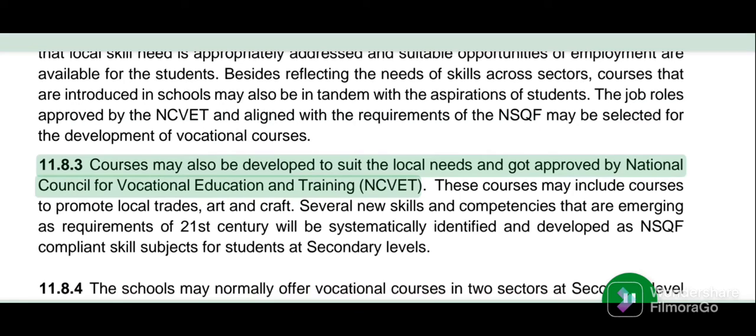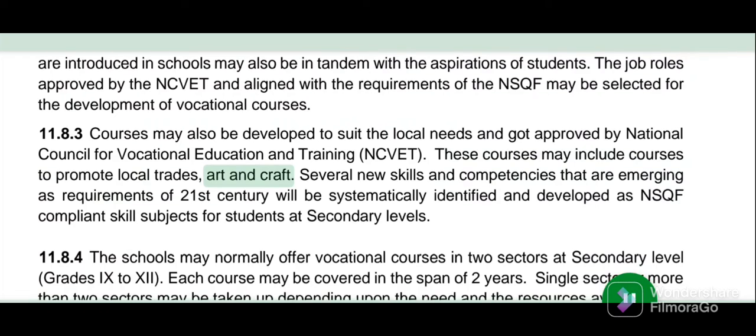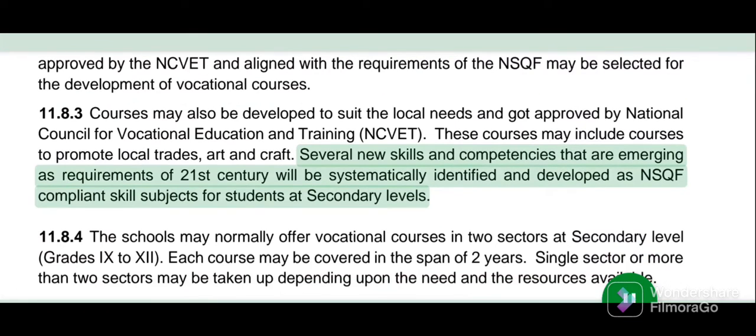11.8.3 Courses may also be developed to suit the local needs and got approved by the National Council for Vocational Education and Training (NCVET). These courses may include courses to promote local trades, art and craft. Several new skills and competencies that are emerging as requirements of the 21st century will be systematically identified and developed as NSQF-compliant skill subjects for students at secondary levels.